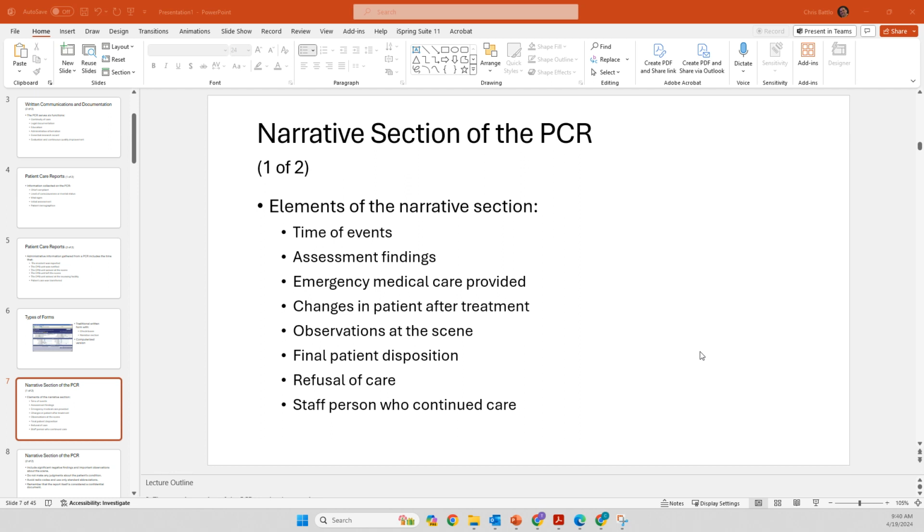Emergency medical care provided. What did you do? What treatments did you provide? Changes in the patient after the treatment. Changes for the good, changes for the bad, no changes at all. These things need to be documented.